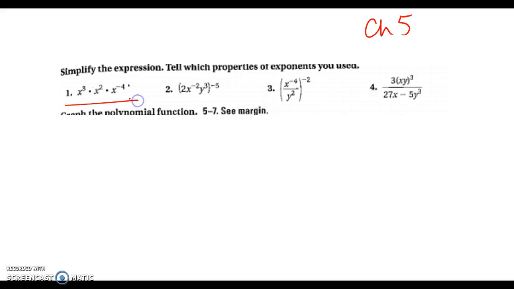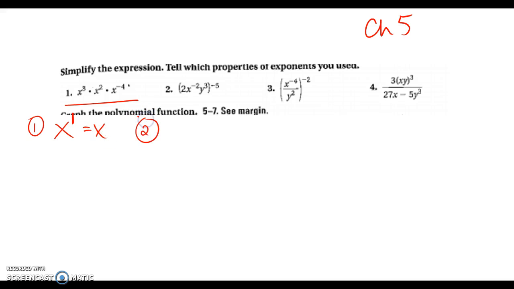Well, here, number 1, we're multiplying exponents with the same base. So we add the exponents, right? So 3 plus 2 is 5, minus 4 is 1. Our answer should be x to the 1 or x.